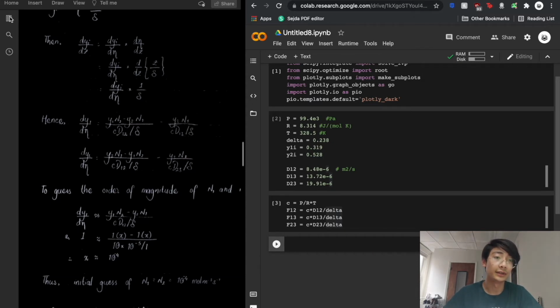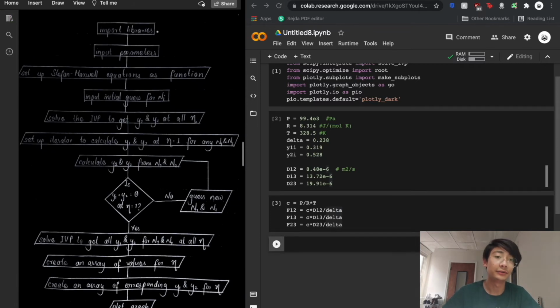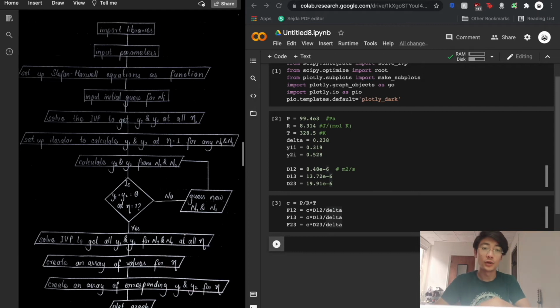So let's take a look at our flowchart again. We have our libraries, we have our input parameters. Now what we need to do is set up our Stefan-Maxwell equations. But before we go ahead and do that, what we should first do is take a look at how the solve IVP function actually works, because ultimately that's what we're going to be using to solve our differential equation. So it would be helpful to know how solve IVP would like us to set up the differential equation so we can use it later on.